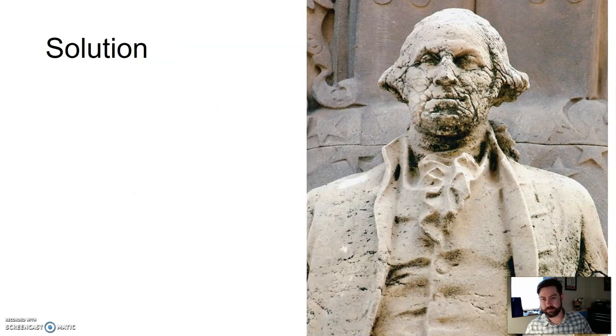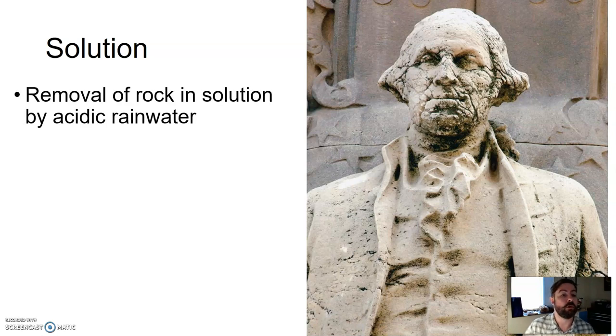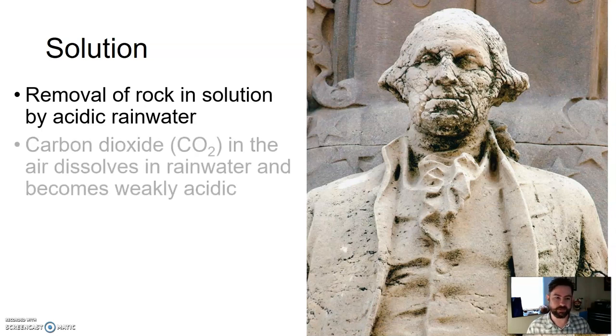And the last type of chemical weathering is solution weathering. It's the removal of rock in solution by acidic rainwater. Kind of like what you imagine. You drop acid on something, it begins to fizz or break down. Yeah, kind of similar to that.